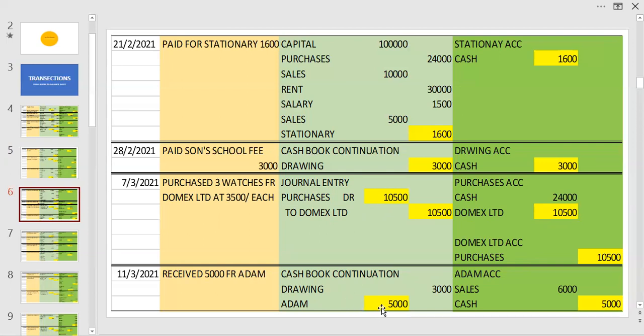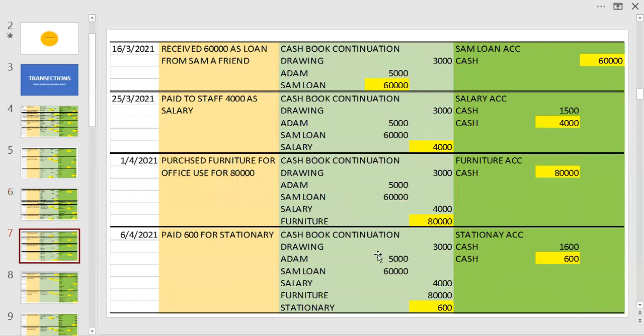Cash received, therefore cash account debit, Adam's account credit. Next transaction, 60,000 received as a loan from Sam, a friend. So cash is received, therefore 60,000 debit cash account, Sam's loan account credit 60,000. Paid to staff 4,000 as salary. Since cash is going out, cash account is credit, salary account is debit.